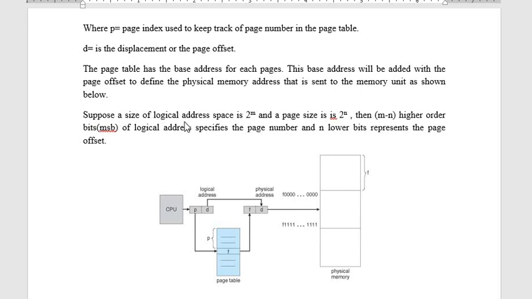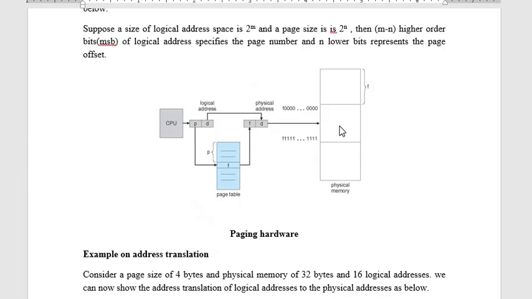Suppose the size of the logical address space is 2 to the power of m. We know what a logical address space is, right? The set of all logical addresses generated by the CPU constitutes the logical address space. Assume it is 2 to the power of m and the page size is 2 to the power of n. This will be decided by the hardware. Then the m minus n higher order bits of the logical address specify the page number, and the n lower bits represent the page offset. You will better understand this when we solve the problem.